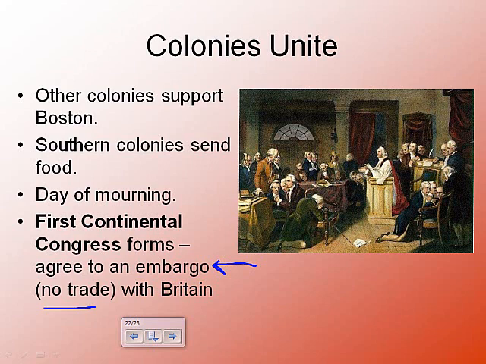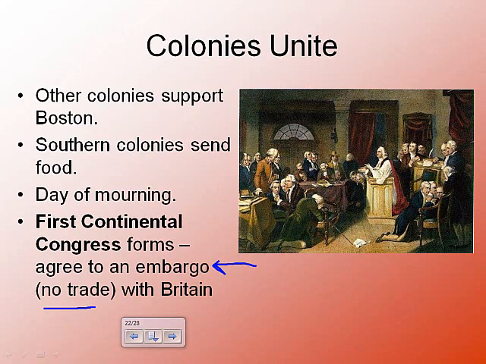There's a day of mourning. But more importantly, it leads to the First Continental Congress, and it forms, and it agrees to have an embargo with Britain. Basically, an embargo is saying that they're going to ban the trade with a particular country. Obviously, in this case, they're going to have an embargo with Britain, so they do not want to trade with Britain. So the colonies start to trade more with France and the Netherlands and Spain. And so they're trying to hurt their pocketbooks. They're trying to hurt Britain's financial entities, in that they don't want Britain to gain any money from the colonies.